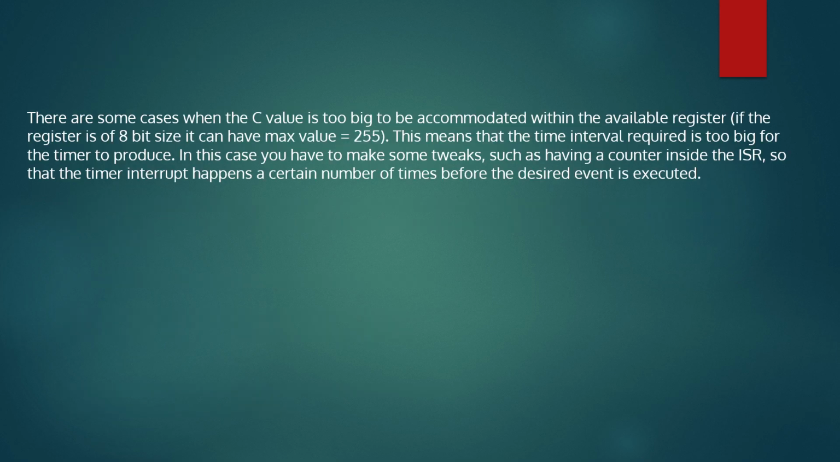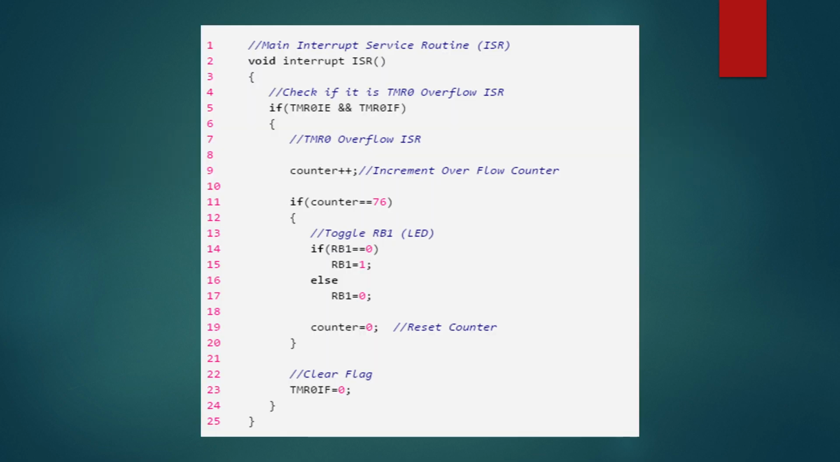Now there can be some cases when the C value is too large to accommodate within the available register, because the register has a limited size: 8-bit, 255. But the value we found that we need to put inside the register is 5 into 10 to the power 6. That is much larger than 255. In this case, what we need to do, we will see in an example.